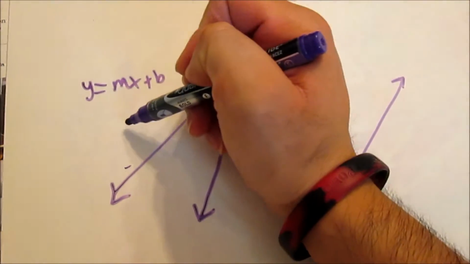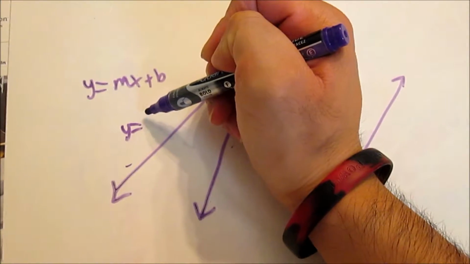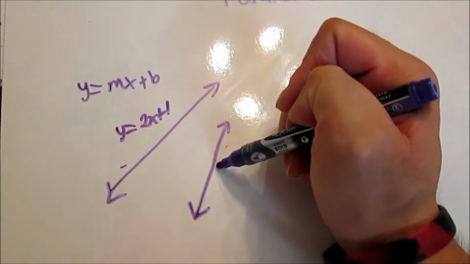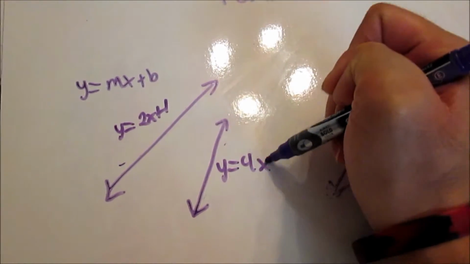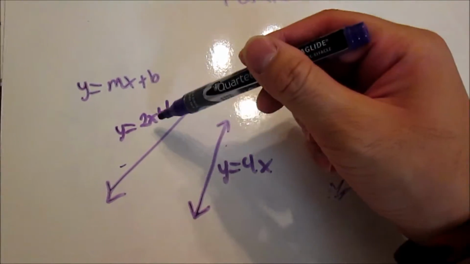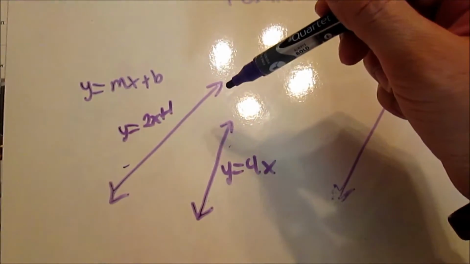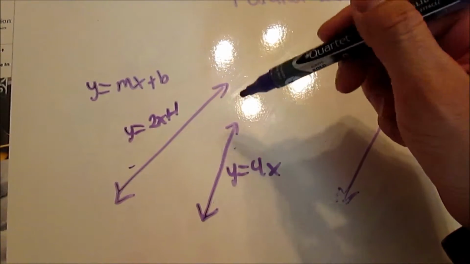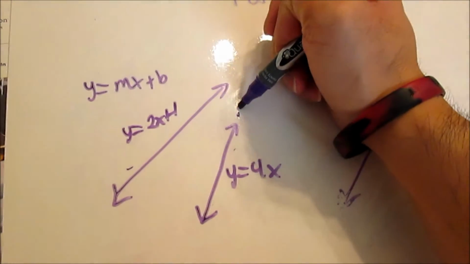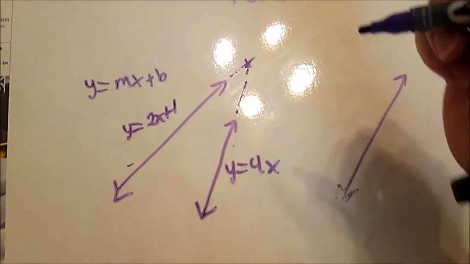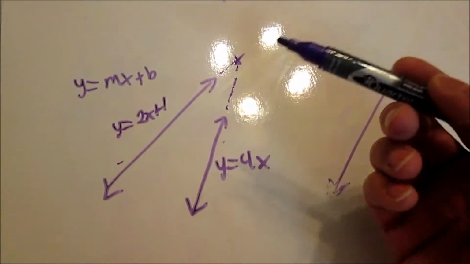Now let's say this one is y equals 2x plus 1, and let's say this is y equals 4x. So you can see the slopes are different. This is 2, this is 4. This 4 is bigger than 2, it's going to be steeper. Now the thing is, because this is steeper, eventually the 2 lines, if I project them out, will intersect at one point. That means they are not parallel.